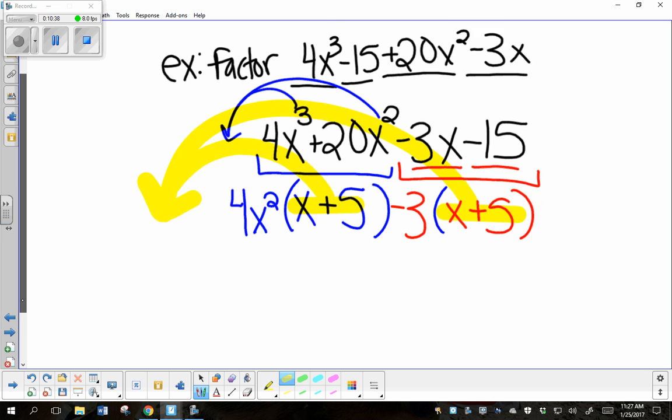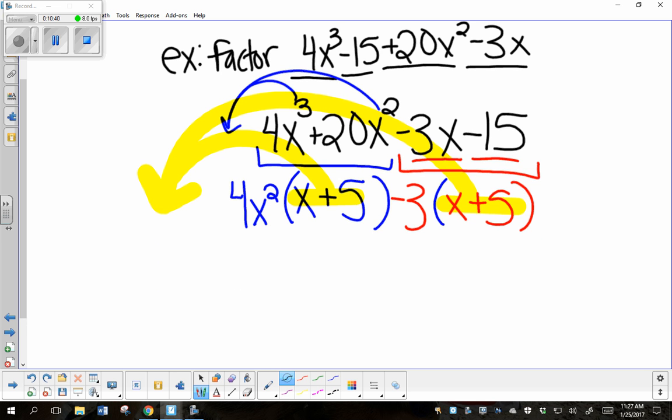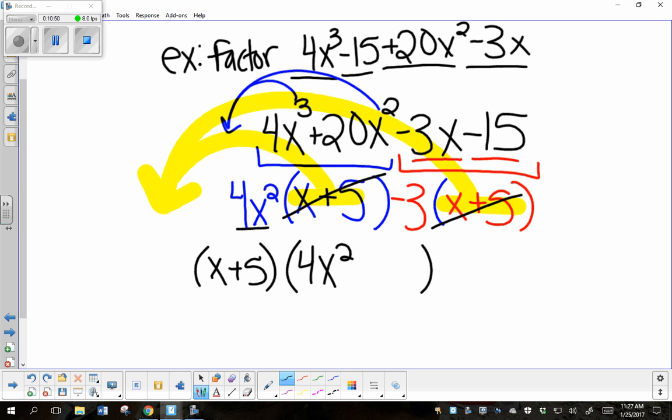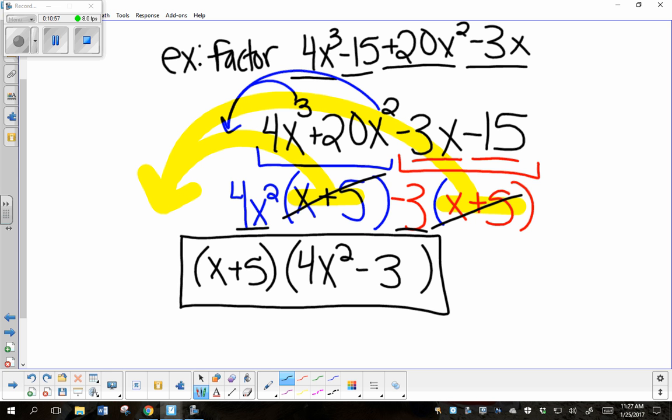I'm going to factor out an x plus 5. So let's write that out in front. And then I open up my parentheses to write what I'm left with. So I am left with a 4x squared and a minus 3 right there. And now we are done factoring. I don't see anything else I can pull out of either of those factors, so we know we are done.